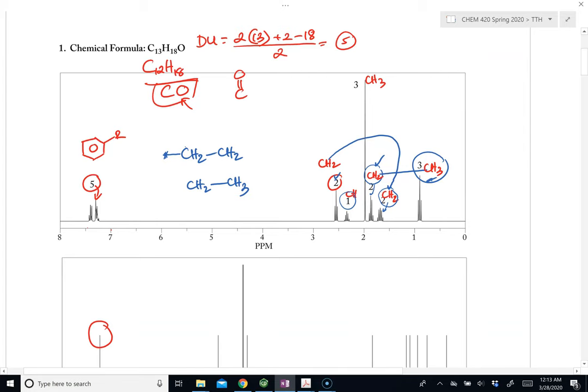In this case, because the chemical shift is about 2.5, it has to connect to something that withdraws electrons from it. Here, we have a carbonyl, so it would make sense that the carbonyl is bonded to this group. If that is true, the chemical shift would be somewhere about 2.5 ppm, and it would be a triplet.